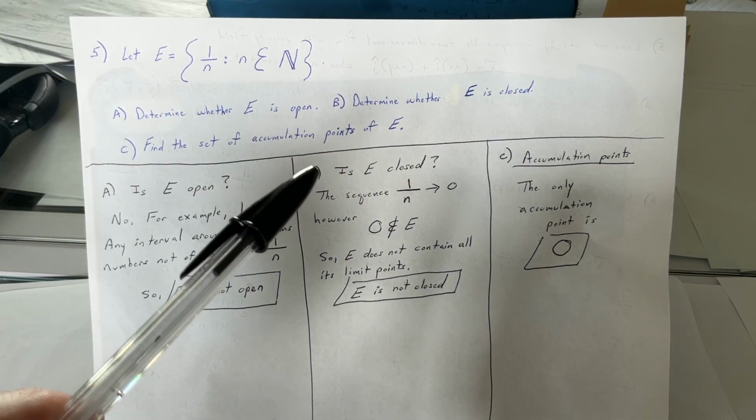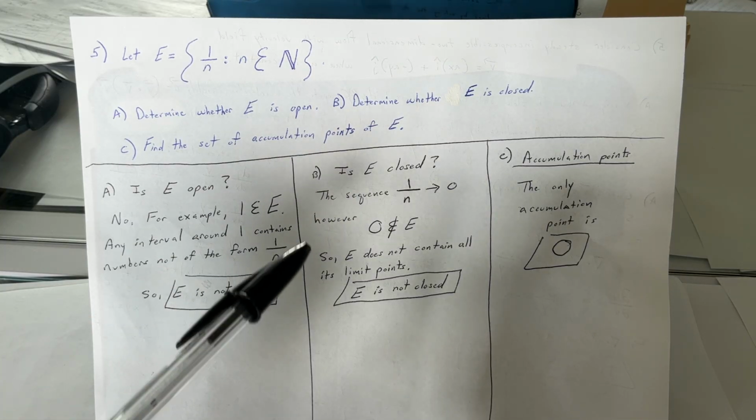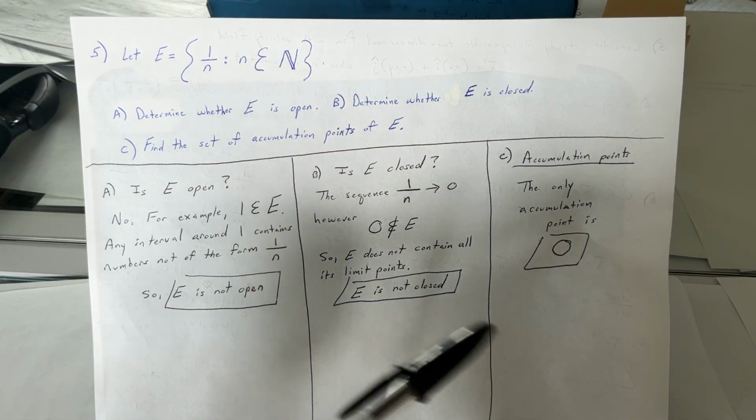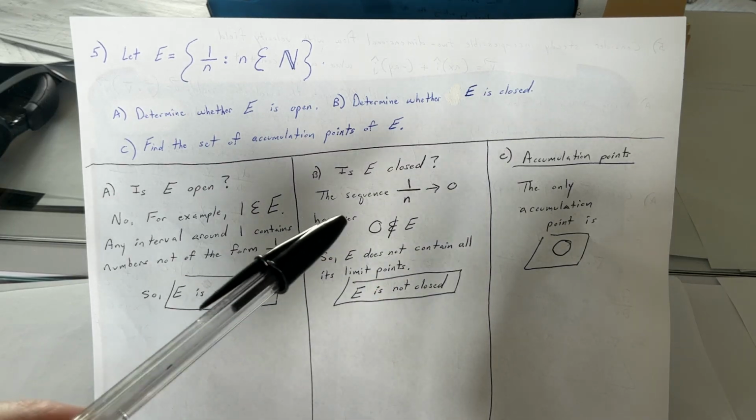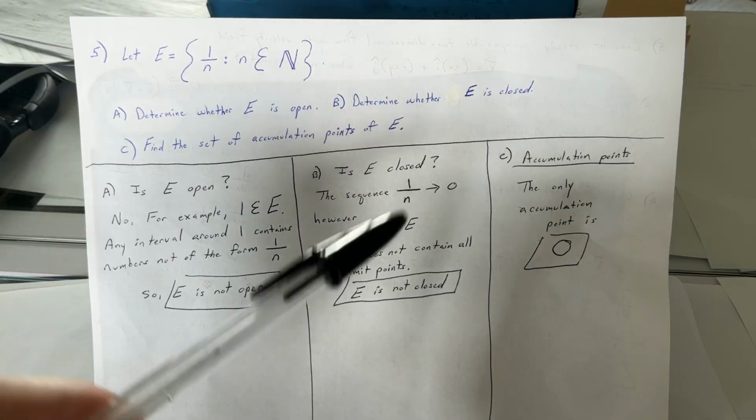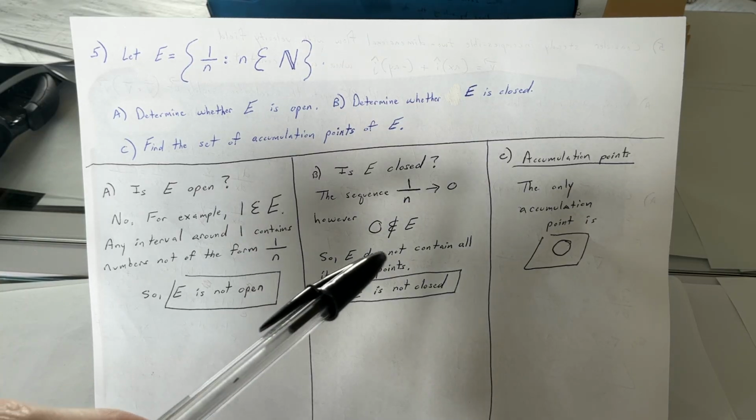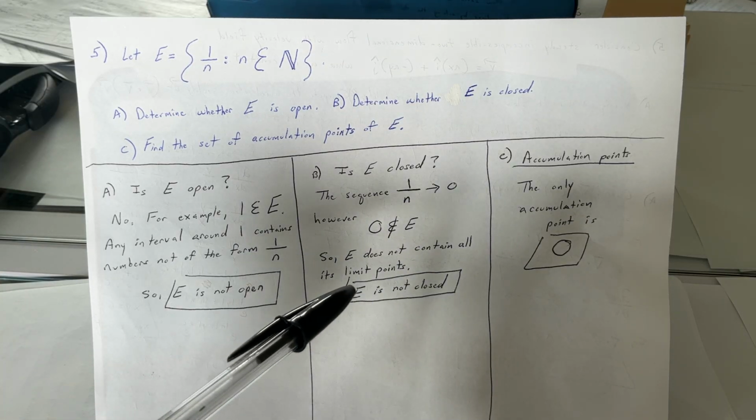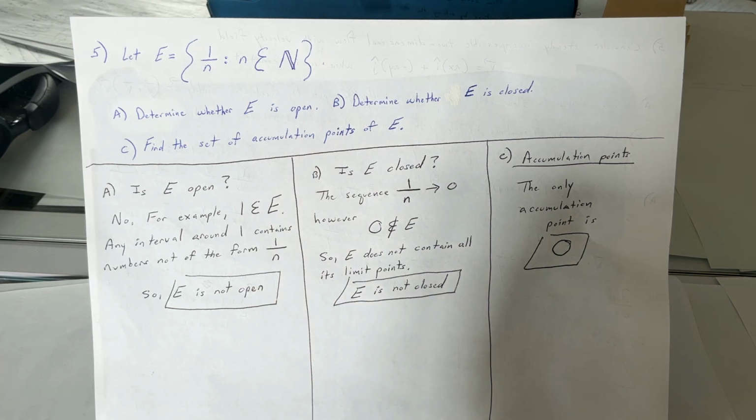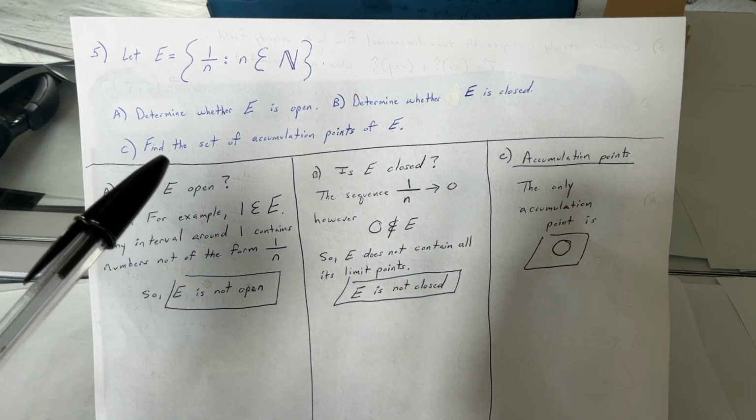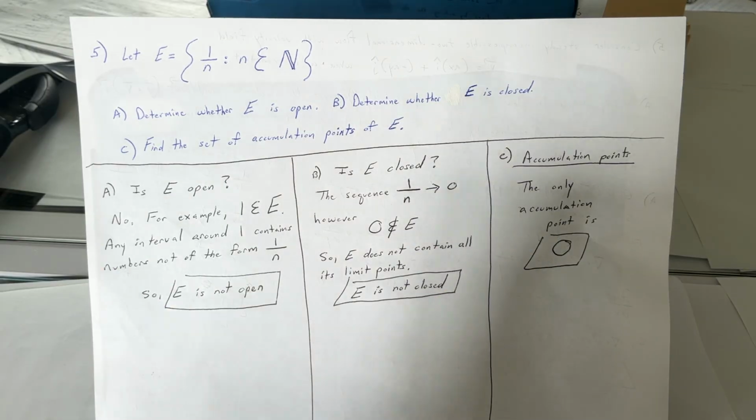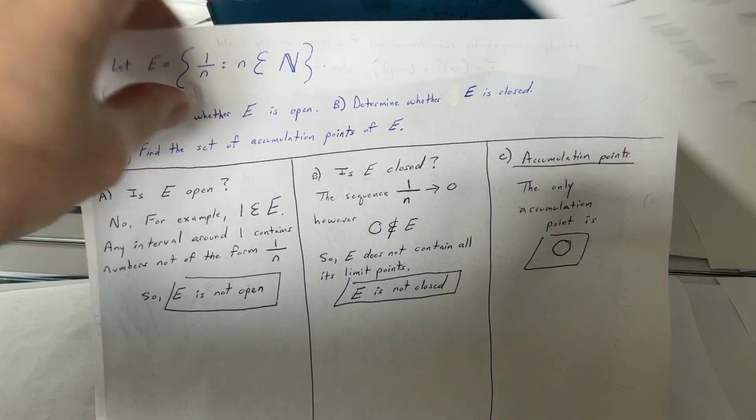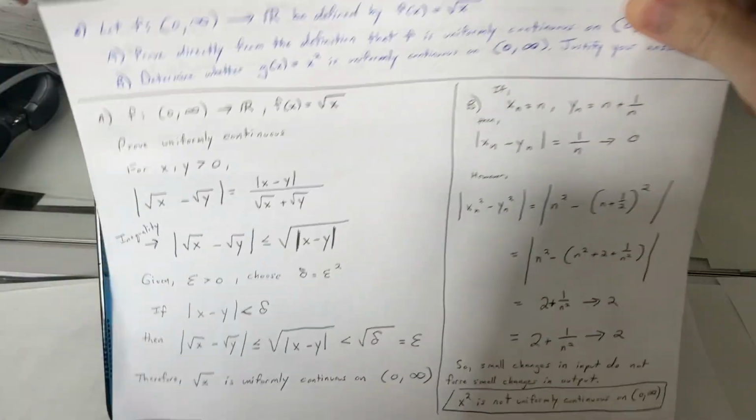Part B, determine whether E is closed. Actually, it's not closed. The sequence 1 over n is going to 0. However, this 0 doesn't belong to E, so E does not contain all its limit points. So E is not closed. Part C, find the set of accumulation points of E. That would only be 0. Moving quickly. Number 6.